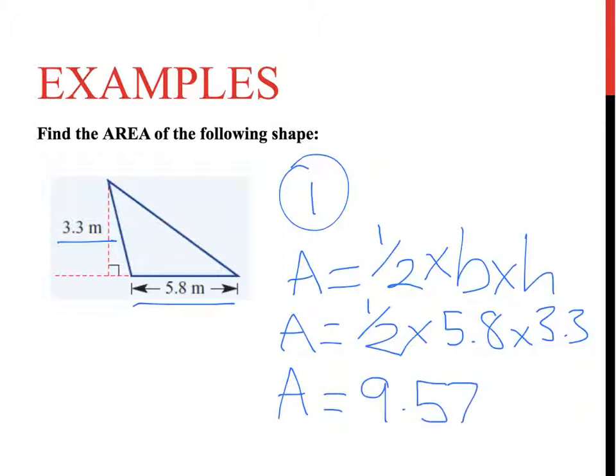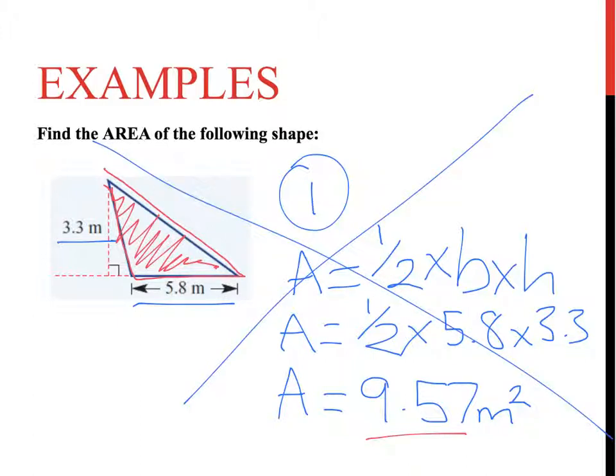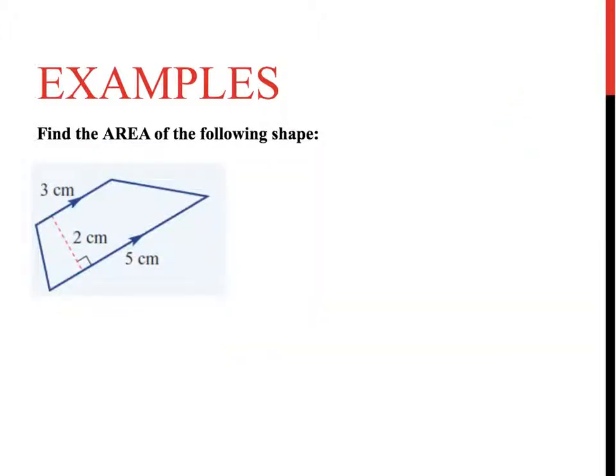9.57. That is not good enough. If you give me that answer in a test, I will give you 1 mark if it's out of 2. Why? I'm no longer looking for the outside. I'm looking for the stuff on the inside. I'm saying I have 9.57 what? I have 9.57 little meter by meter squares inside that triangle. 9.57 meters squared. I need to identify that. If I just write 9.57, no deal. Okay, that's the answer.